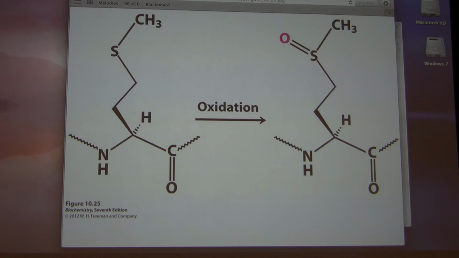Would they be competitive inhibitors? Okay, good question. What do you think? Okay, she thinks yes. Other thoughts? How many say they would act like a competitive inhibitor? How many say no? Yes, they would, because they're not binding covalently. So they can come off. So that would act something like a competitive inhibitor.